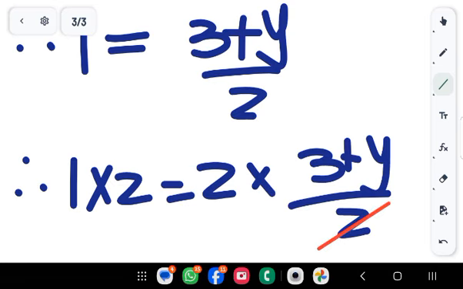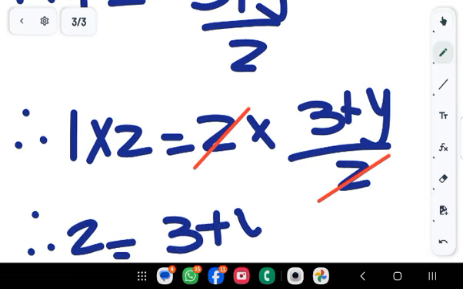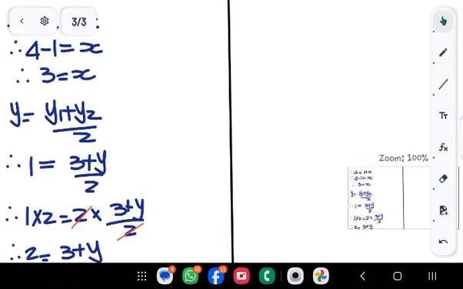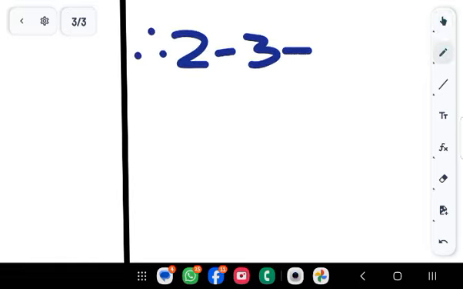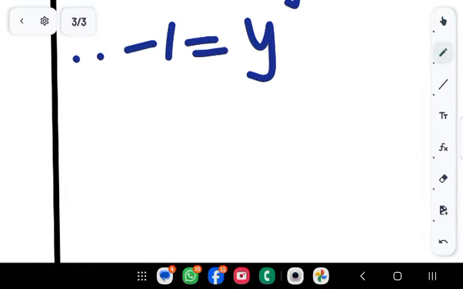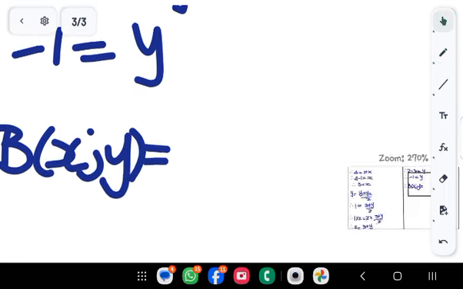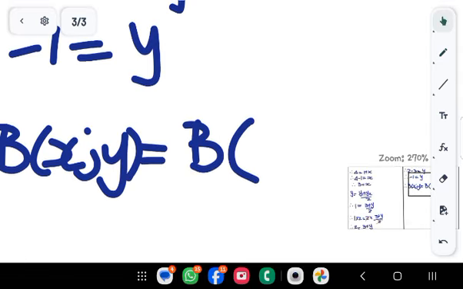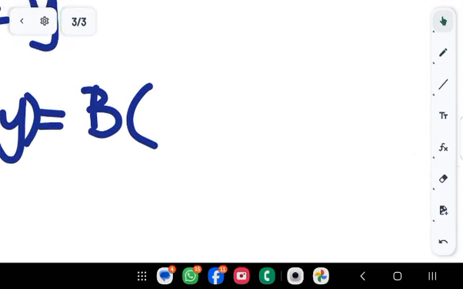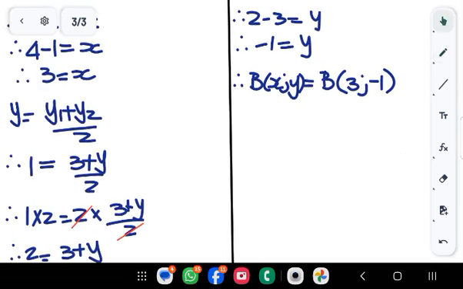The 2's cancel out over here. That leaves us with 2 on the left-hand side equals 3 plus y. And now we take the 3 to the left-hand side. Therefore, 2 minus 3 equals y, meaning that negative 1 equals y. Therefore, the coordinates of B are: the x-coordinate is 3, and the y-coordinate is negative 1. These are the coordinates of B.